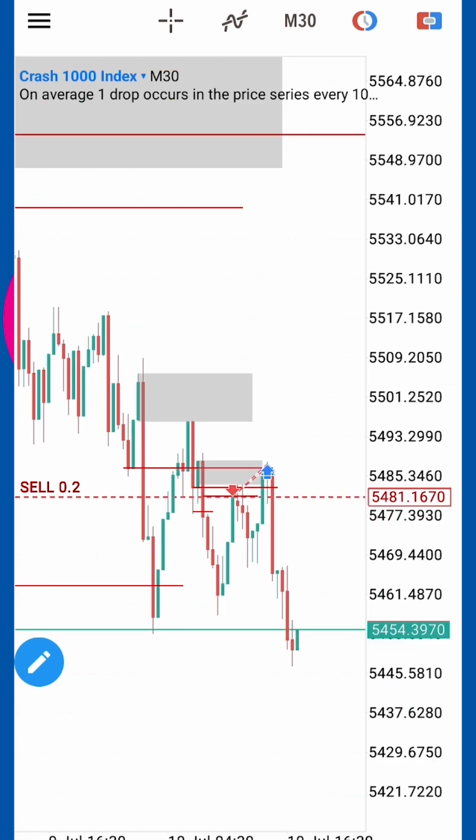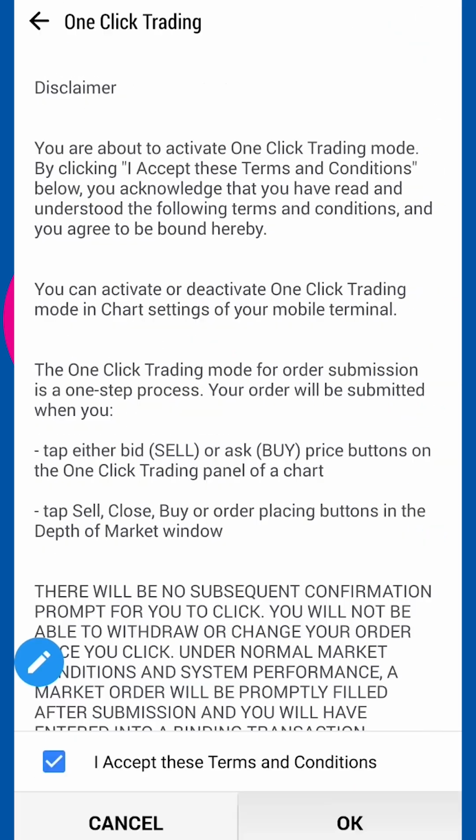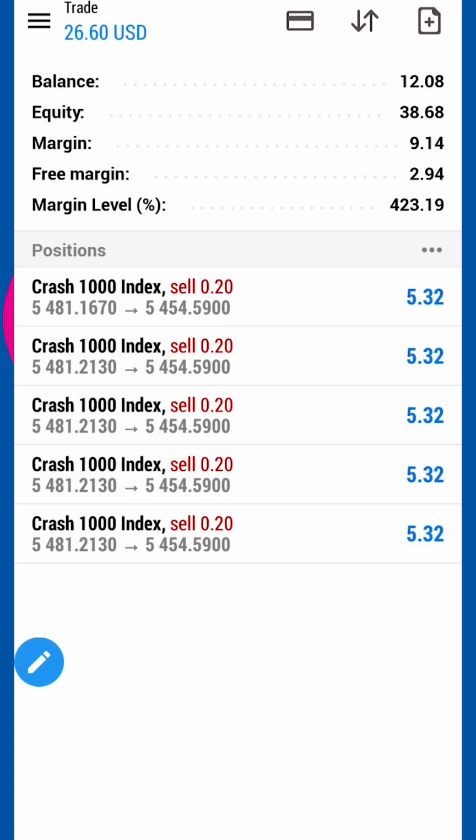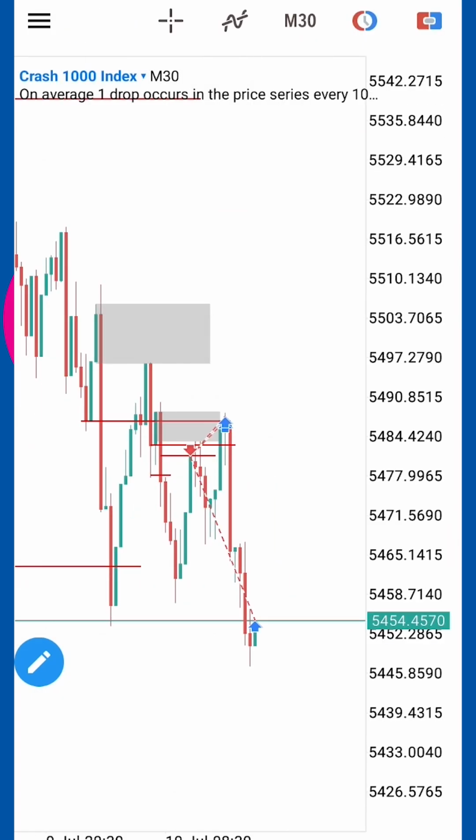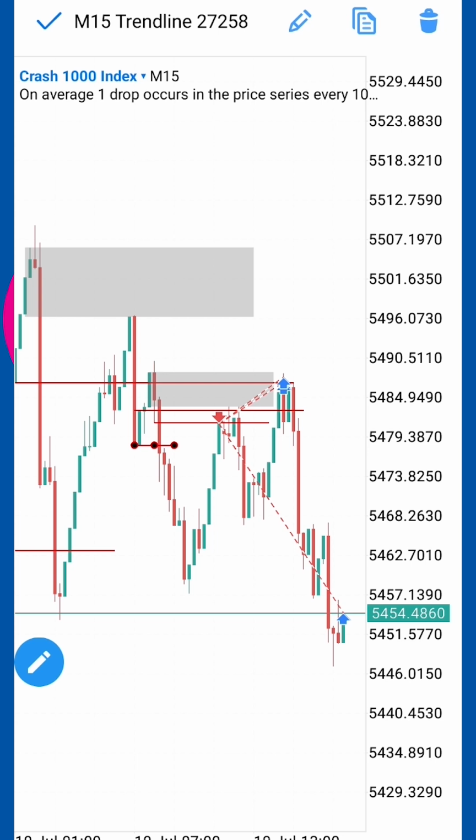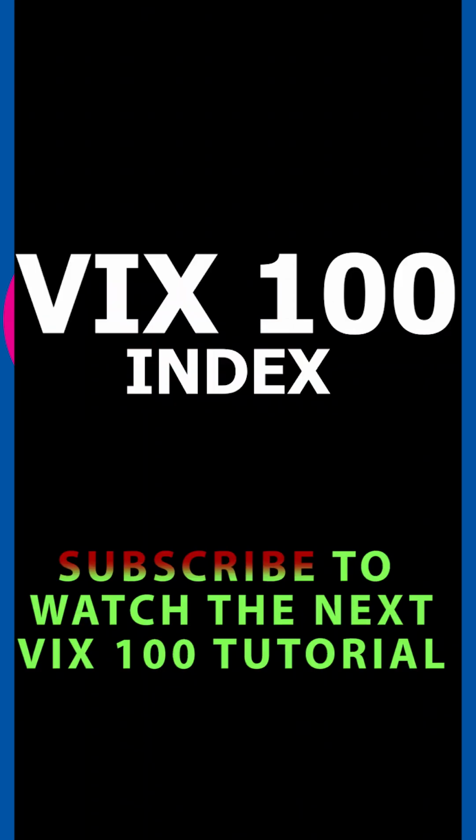And it cut us out, but it did not matter. I think we had reached around 38 USD in our balance and I was satisfied with it, so I decided to close and we move on to VIX 100 Index.